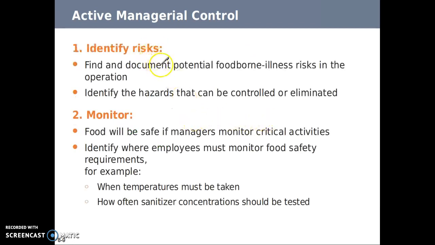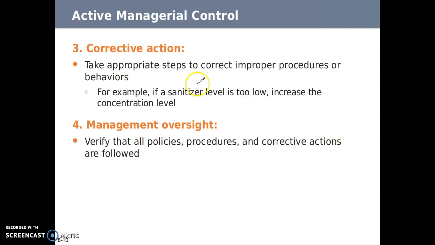To identify risk, find and document potential foodborne illness risk in the operation. Identify the hazards that can be controlled or eliminated. When you monitor, food will be safe if managers monitor critical activities. Identify where employees must monitor food safety requirements. For example, when temperatures must be taken, how often sanitizer concentrations should be tested. A corrective action is when you take appropriate steps to correct improper procedures or behaviors. For example, if a sanitizer level is too low, increase the concentration level.